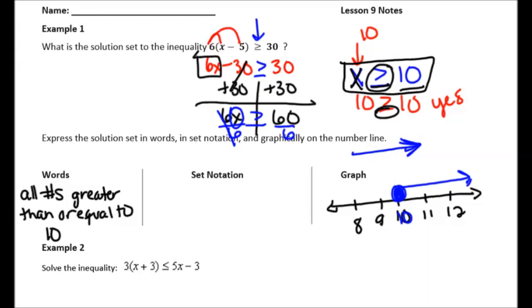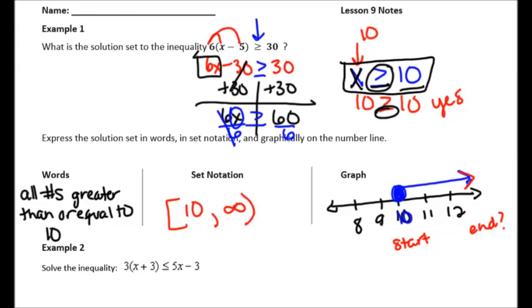Now, when I do my set notation, I like to read my number line from left to right. Where does this set start? It starts at 10. Is that 10 included in the set? Meaning, is there an open or a closed circle there? It is included, so I put a square bracket. Then, where does my set end? This arrow means that it's going to keep going on and on and on forever, so it's ending at infinity. And remember, we use a round bracket with infinity because it is not included.